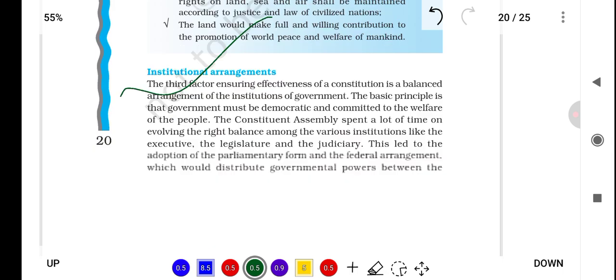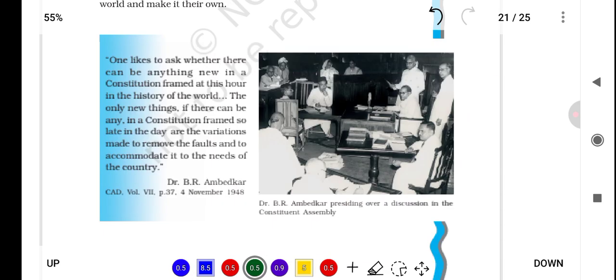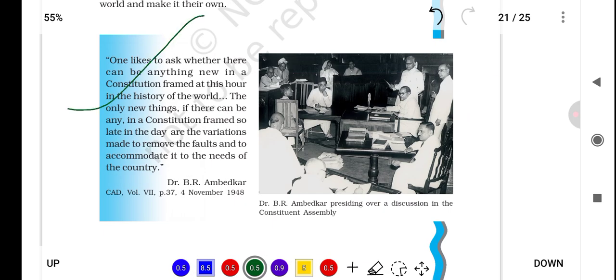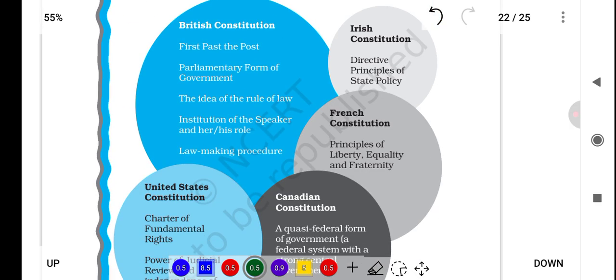Institutional arrangements. Then another statement by Dr. B.R. Ambedkar. Provisions adapted from constitutions of different countries. You can see this bubble kind of chart in which it has been depicted what features India has borrowed from the British, Irish, French, Canadian and US constitutions.